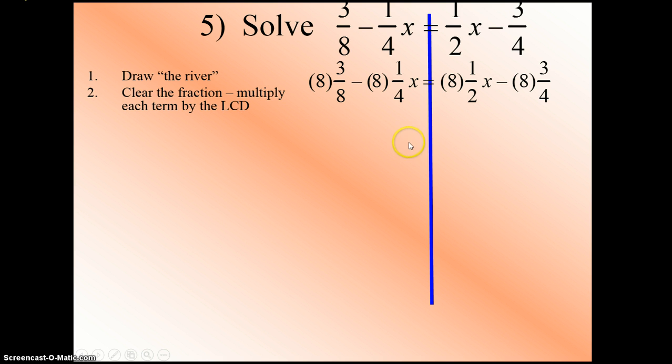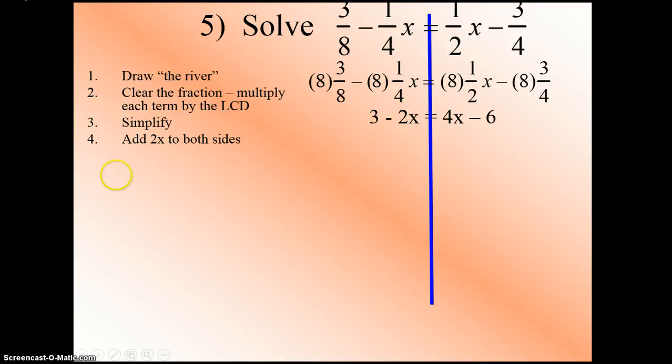So now you have 3 minus 2x equals 8 times 1 is 8, divided by 2 is 4x, minus 8 times 3 is 24, divided by 4 is 6. So when I simplify this, I'm going to end up with 3 minus 2x equals 4x minus 6. It looked pretty bad at the beginning, but multiplying everything by 8 clears out my fractions. You have to multiply everything by the LCD. You cannot just multiply piece by piece. Even if you have the whole number, you would have had to multiply that by 8.